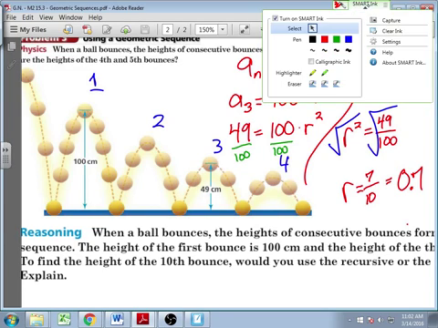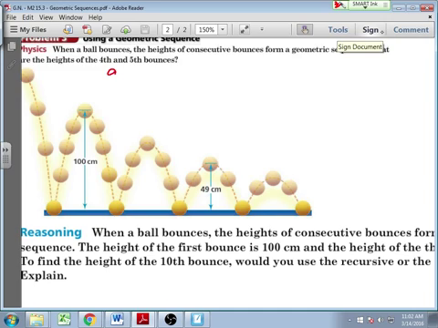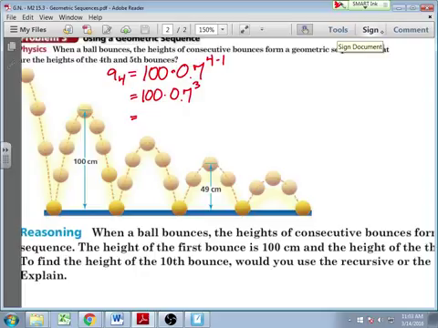So now that I know my ratio, I'm going to clear all this out and say, all right, a sub 4, you will be that 100 times 0.7 to the power of 4 minus 1. Really 0.7 to the third power. It'd be 0.49 times 0.7, so 0.343. So that times 100, and we get our fourth bounce. We'll be at a height of 34.3 centimeters.